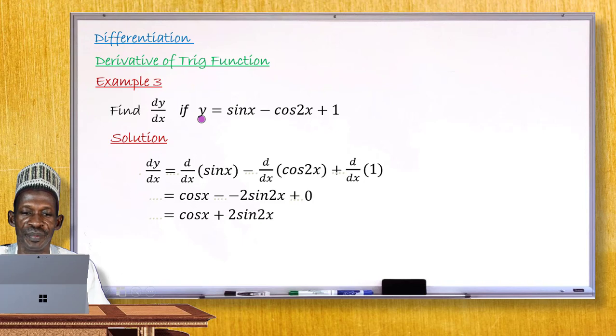With these few examples, I have come to the end of this very lesson, my dear students. I hope with this, you'll be able to find the derivative of the trig functions. Thank you for your attention, and let me just move to the last segment, MathsClass.